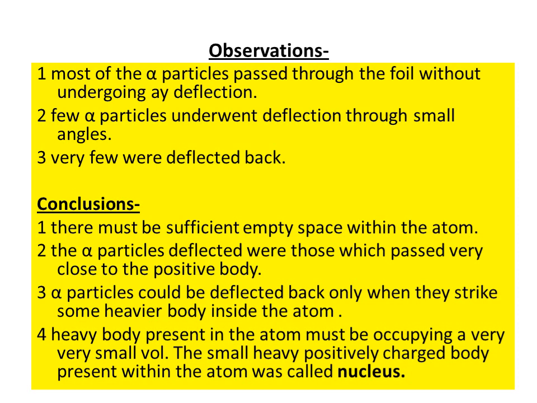Number 3. Since some alpha particles were deflected back and alpha particles are heavy particles, these could be deflected back only when they strike some heavier body inside the atom. Fourth point. Since the number of alpha particles deflected back is very small, this shows that the heavy body present in the atom must be occupying a very small volume. The small, heavy positively charged body present within the atom was called nucleus.